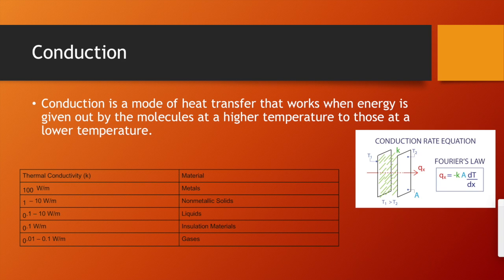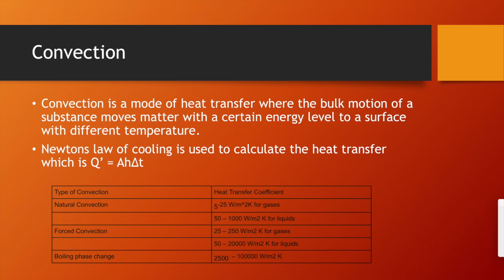First one is conduction. Conduction is a mode of heat transfer that works when energy is given out by the molecules at a higher temperature to those at a lower temperature. So Fourier's law is equal to minus kA dT over dx, and it's negative, showing the direction from higher to lower. The second mode is convection.